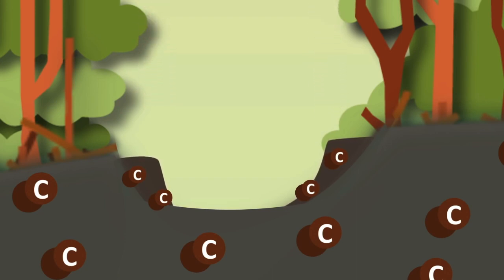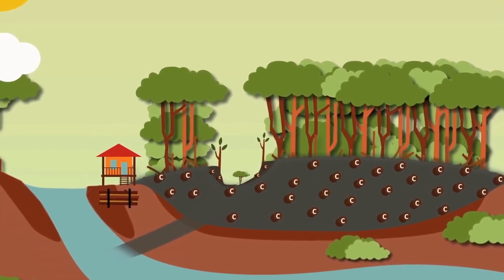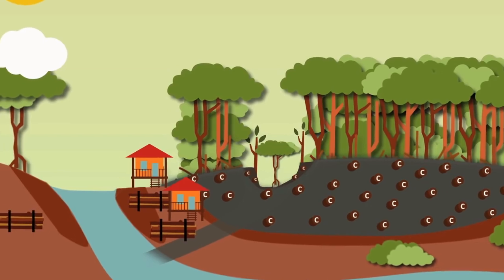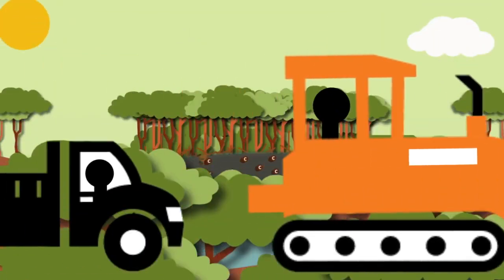At this scale, the impacts are relatively small. The peatland forests will continue to store vast amounts of carbon and also provide important goods and services for the local communities. It's when you go large scale that everything changes.